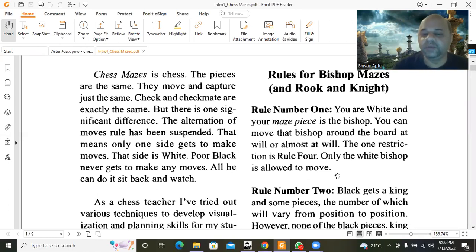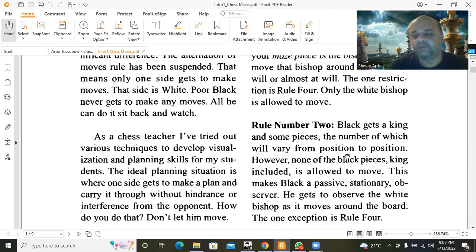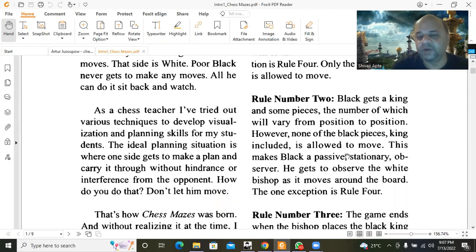So rule number 1: you are always white. Your maze piece, if it is a bishop maze, is always the bishop. You have to move that bishop around the board every time. It is like steps of moves: first step you go here, second step you go there, but only you move. The other side does not move, except for rule number 4, which I will come to. So rule number 1, you are given the piece and the move, and you have to keep moving it toward the target. What is the target? That comes in rule number 2.